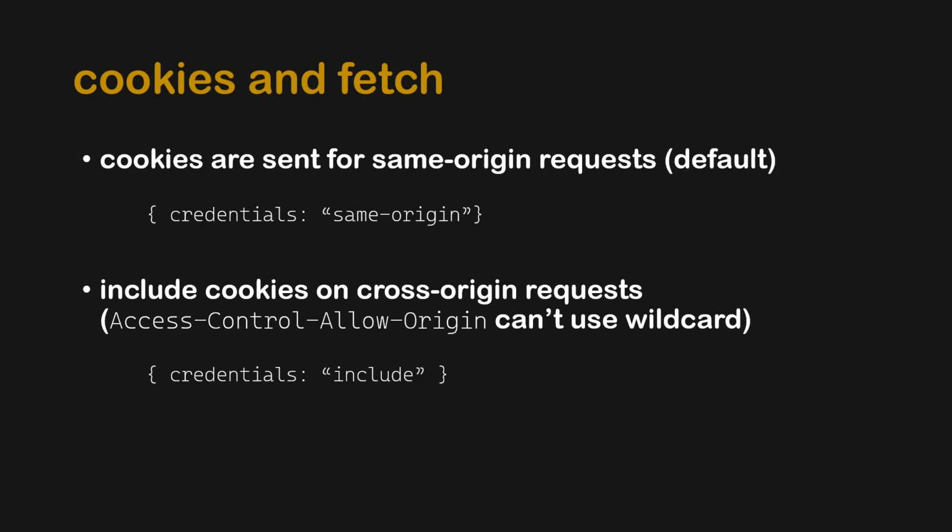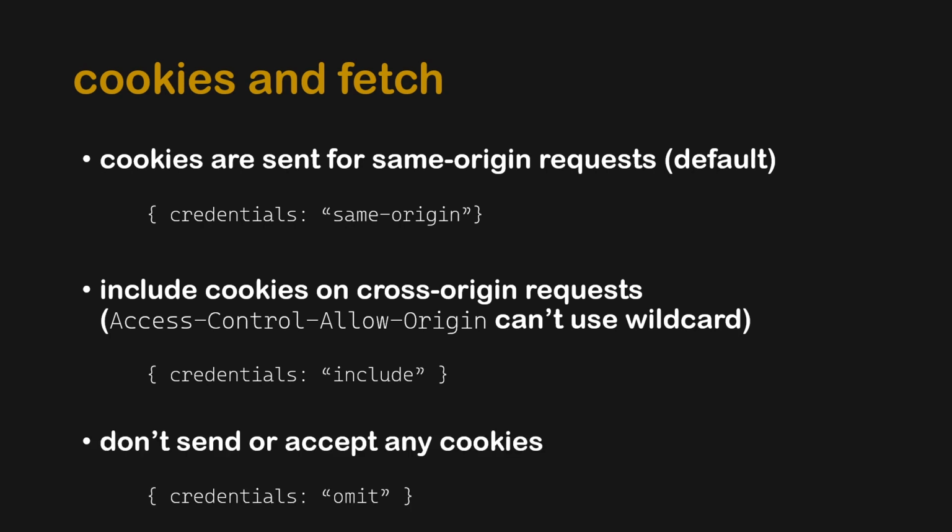But if you do that, since it'll be a CORS request, the Access-Control-Allow-Origin header can't use a wildcard and has to have the specific domain that you're sending the request to set. If you don't want to send cookies at all with your request, you can set the credentials option to omit and no cookies will be sent at all. Note that in all these cases, the credentials option also controls the browser's behavior when accepting cookies. So if you set it to omit, not only will cookies not be sent, but any cookies returned by the server will also not be set.